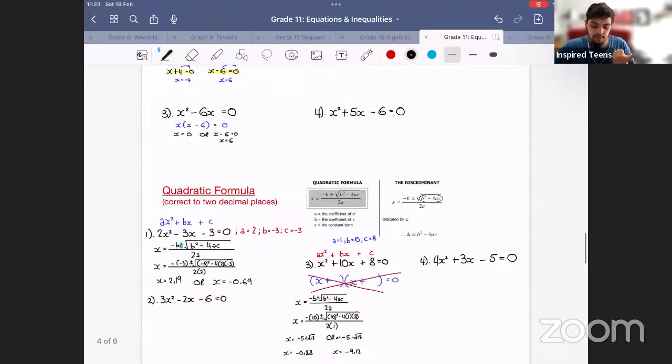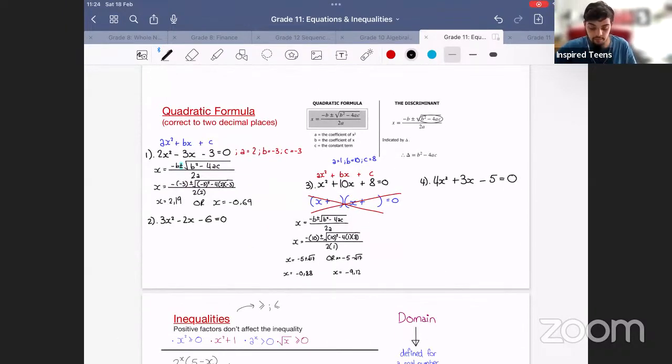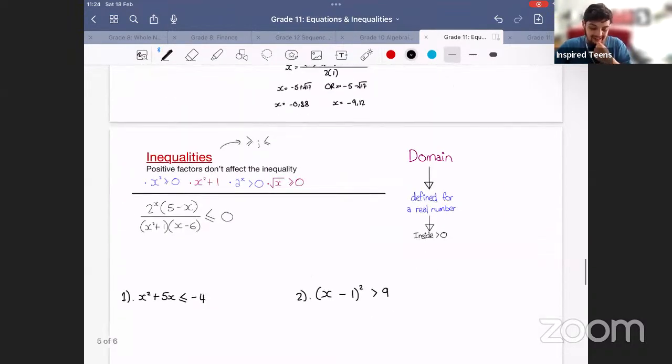Okay, we went through trinomial factorization. We went through the quadratic formula. Okay, let us now start with inequalities.